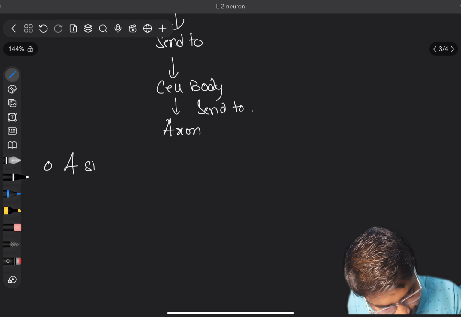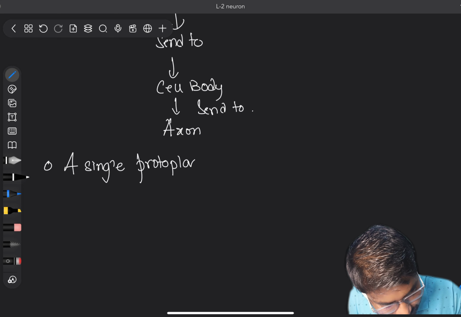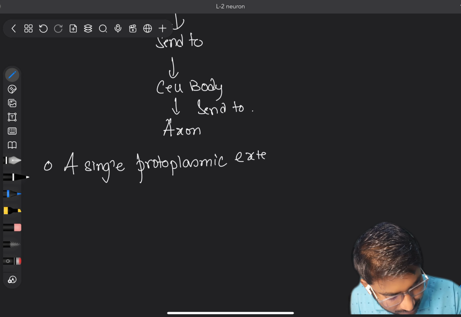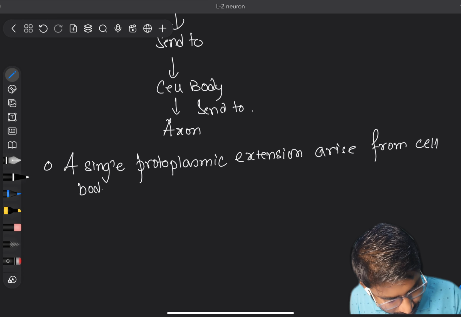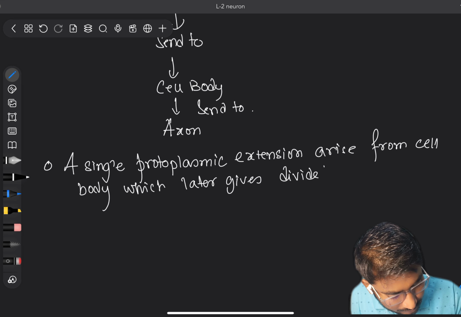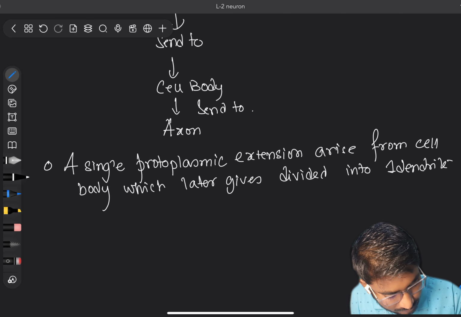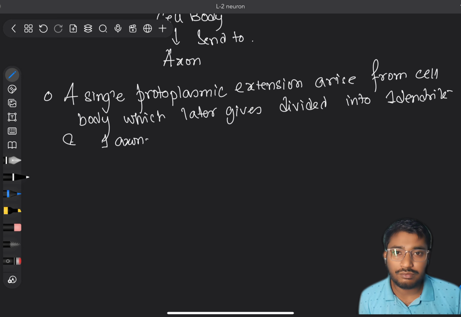Okay. A single protoplasmic extension arises from the cell body, which later gets divided into one dendrite and one axon.